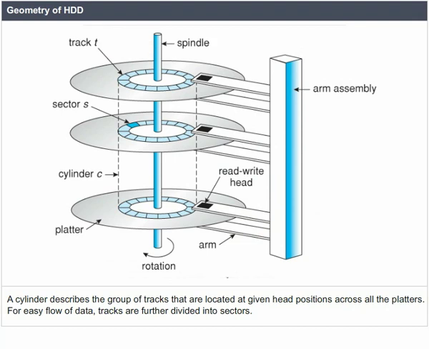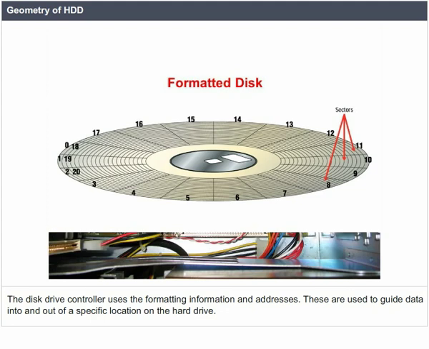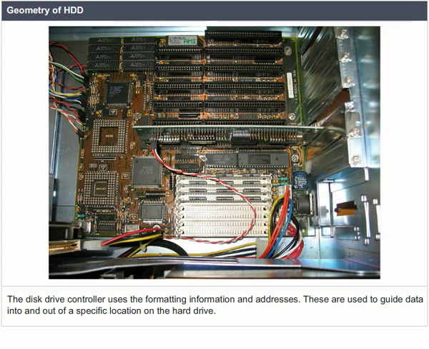For easy flow of data, tracks are further divided into sectors. When the disk surface is organized into tracks and sectors, the process is known as formatting. This process is mainly followed to address data to the platter's surface. In most PCs, sectors contain 512 bytes of user data, which helps in addressing information used by the drive electronics. The disk drive controller uses the formatting information and addresses. These are used to guide data into and out of a specific location on the hard drive.